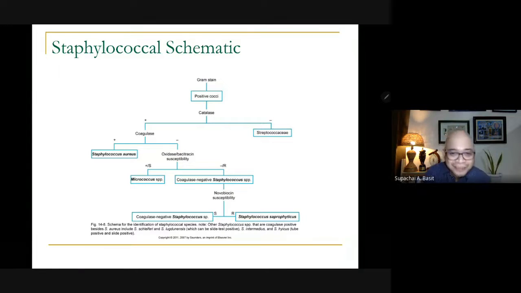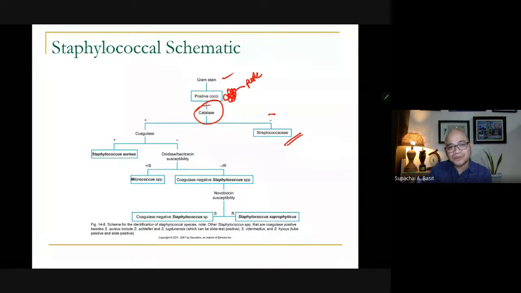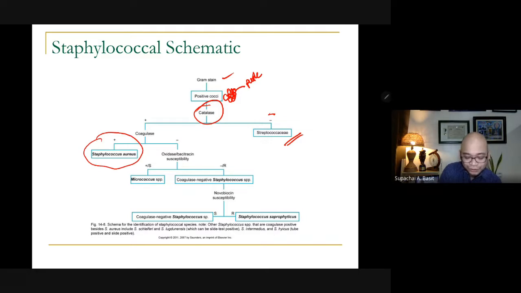Okay, so this is a very important algorithm. How do we interpret this? We check the gram stain. If the gram stain shows gram-positive cocci, supposed to be purple, you do the catalase test. If it's negative, most likely we are looking at Streptococci, or Streptococcus. If it's positive in the coagulase test, then most likely it is Staphylococcus aureus.